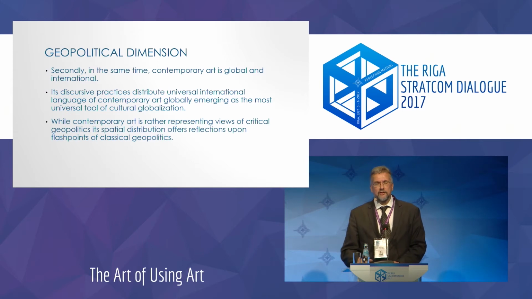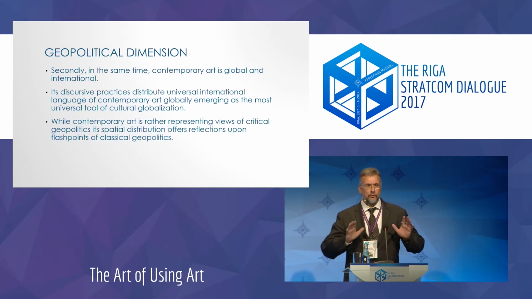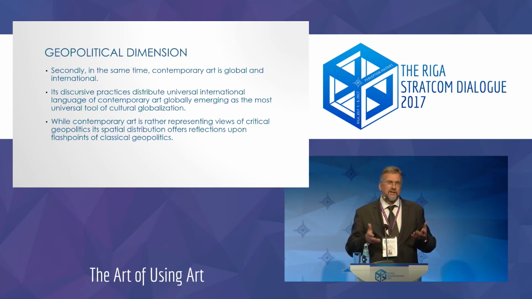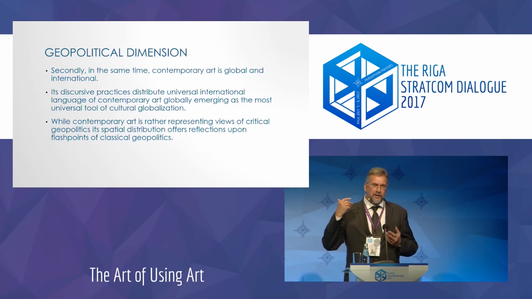However, the second aspect of contemporary art is on the opposite side, quite different. Contemporary art is global and international. And probably contemporary art nowadays is the only international language widely used around the globe. It's some kind of global dissemination. We could say contemporary art rather represents the point of view of so-called critical geopolitics. At the same time, the distribution of contemporary art remains along our classical geopolitical flashpoints.